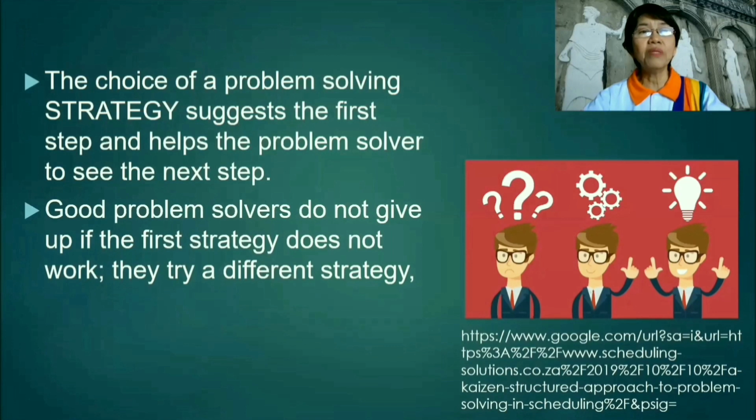The choice of a problem-solving strategy suggests the first step and helps the problem solver to see the next step. Good problem solvers do not give up. If the first strategy does not work, they try a different strategy. That's why we have the trial and error method.